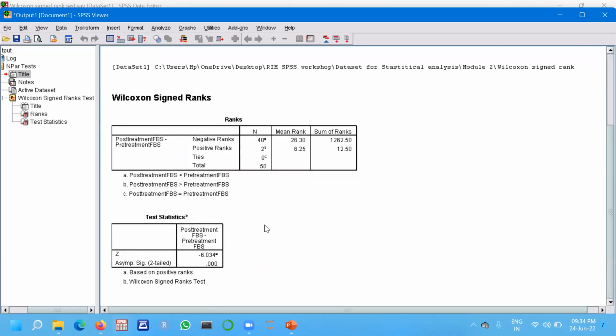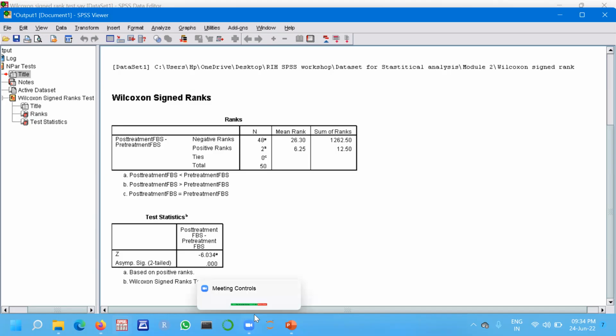So let us see the second table, test statistics. Test statistic Z is minus 6.04. So that means the p-value is less than 0.05, isn't it? So it is highly significant. The change is highly significant because the p-value is less than 0.05.